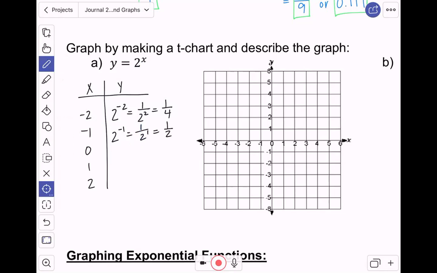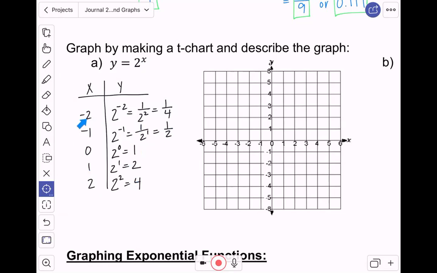Plug it in for x, that's going to be 2 to the 0 power. Anything to the 0 power is just 1. And then if I plug in 1 into this equation, this is 2 to the first power, which is 2. Plug in 2 for x, and it's going to be 2 to the second power, which is 4. All right, so I have my y values and I have my x values.